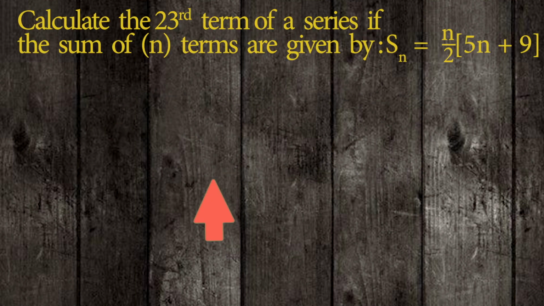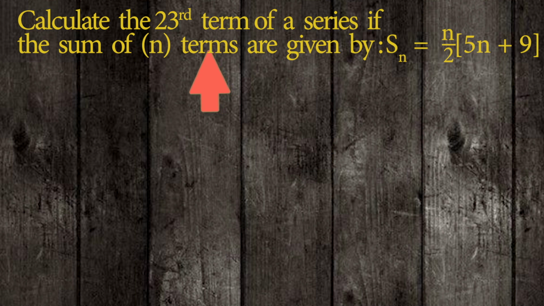Apply what we just learned. We want to calculate the 23rd term of the series if the sum of n terms is given by Sn equals n over 2 times in brackets 5n plus 9. So this is the sum formula for this series.